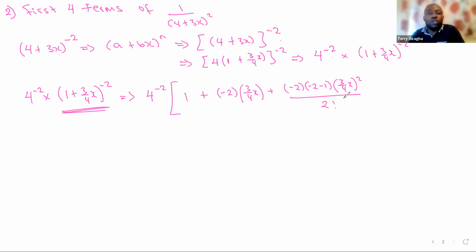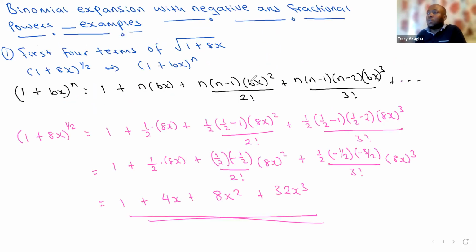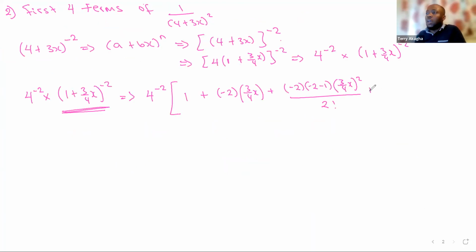So you just see the formula, you don't do anything, and n minus 1 bx squared divided by 2 factorial. The next step as well, you do the same thing, then plus, how many terms I'm looking at here is 4, okay? So it's going to be minus 2 minus 2 minus 1 minus 2 minus 2, 3 over 4x cubed, 3 factorial. Then we have 4 to the power minus 2. As usual, you have to simplify.